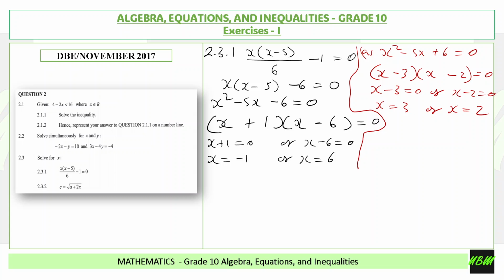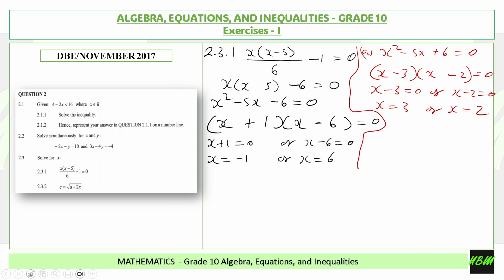So when the sign of the last term is positive, it means inside the brackets we are going to have the same sign. But which sign? The sign of the middle term. If the middle term was positive, inside the brackets we are going to have positive signs.